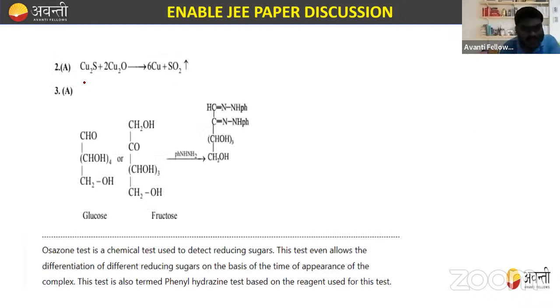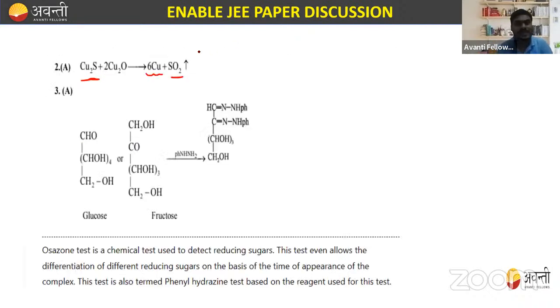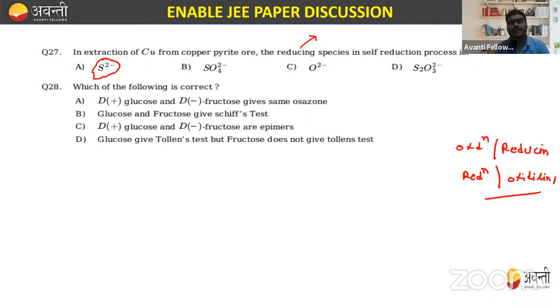Now this is copper pyrite ore and copper oxide, which will convert into copper plus SO2. So which one is the self-reducing agent? Yes, the sulfide ore, that is S minus 2, itself acts as a reducing species. How can you say that? Because in copper sulfide, copper is plus 2 and sulfur is minus 2, and this converts into copper plus SO2. So the self-reducing species in this process is sulfide ore, that is S minus 2.